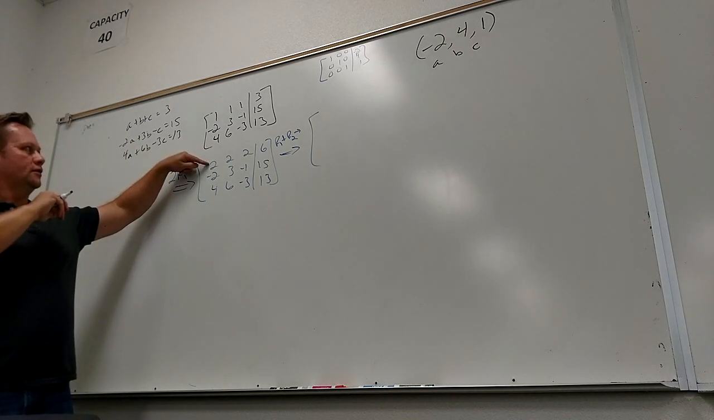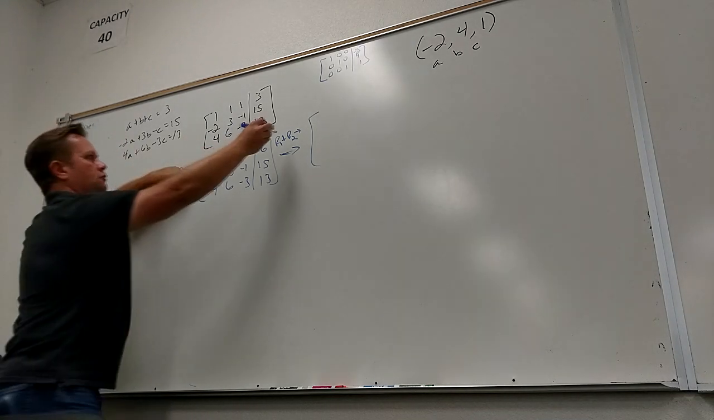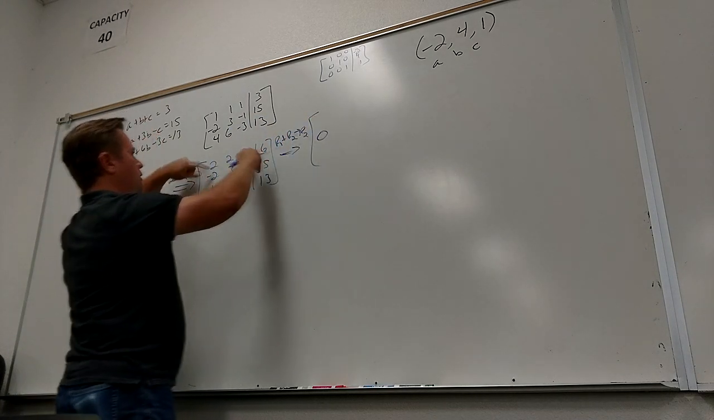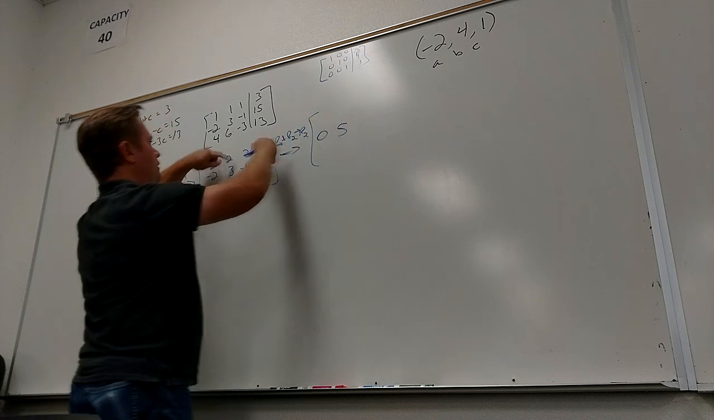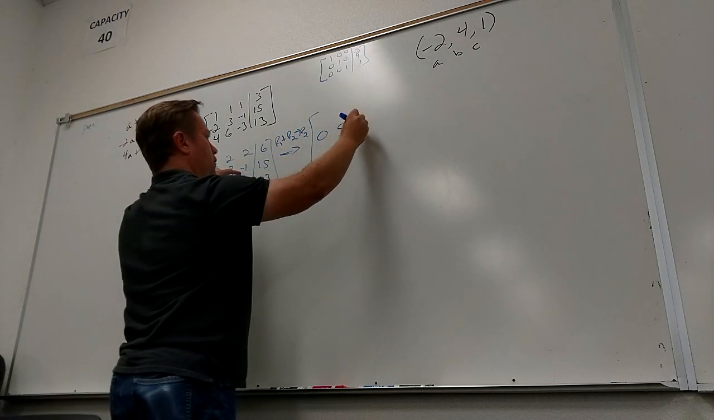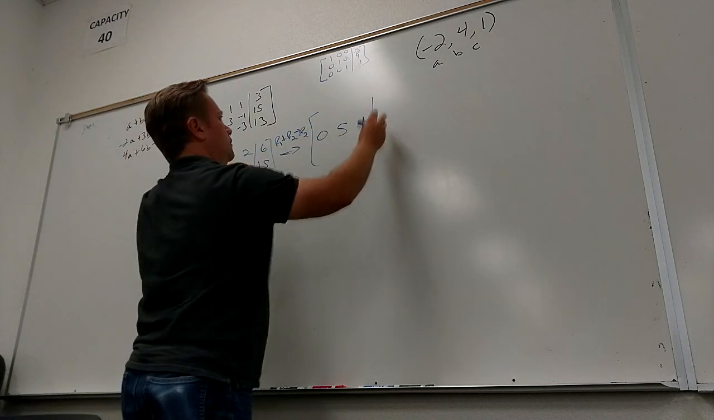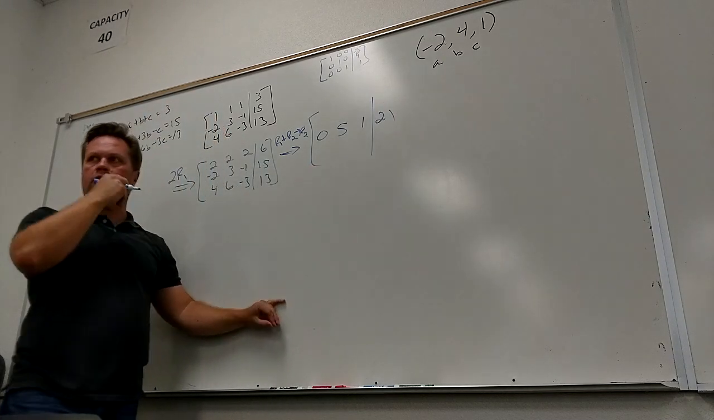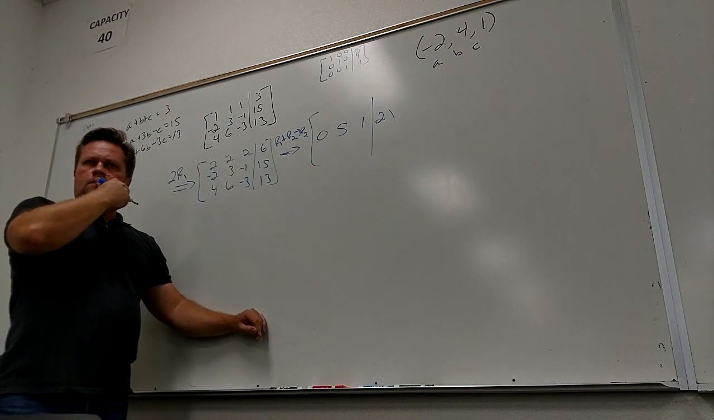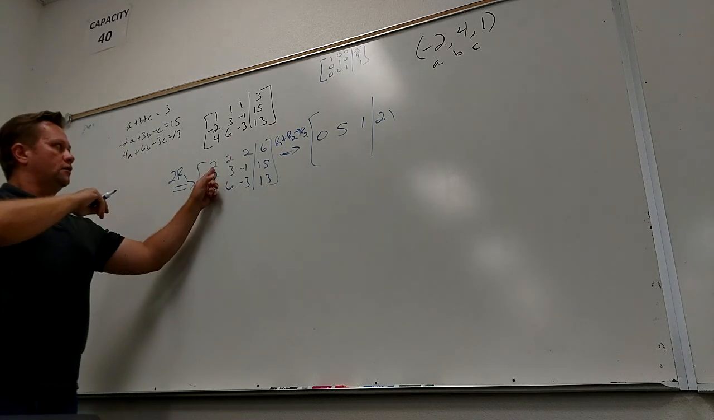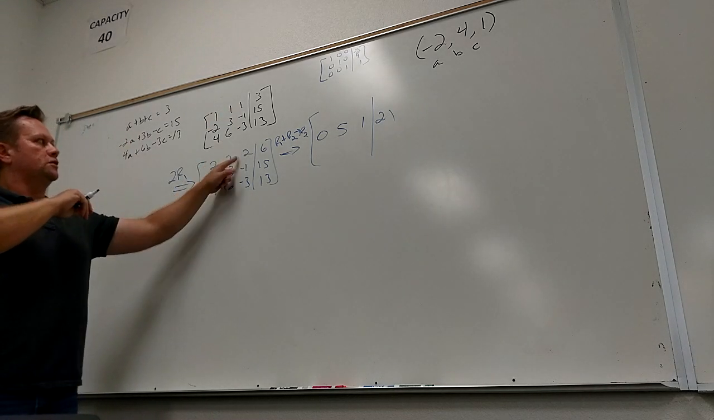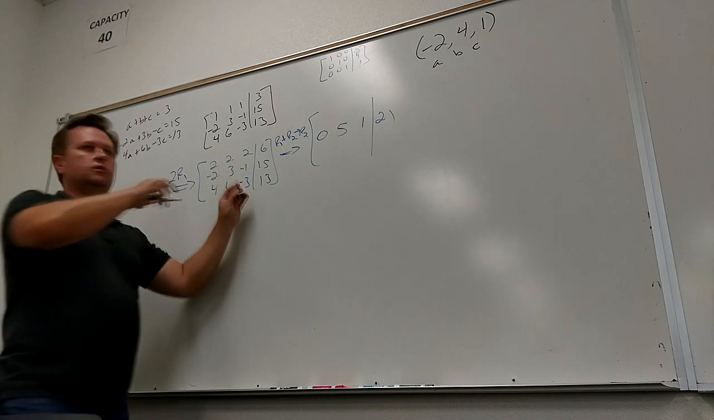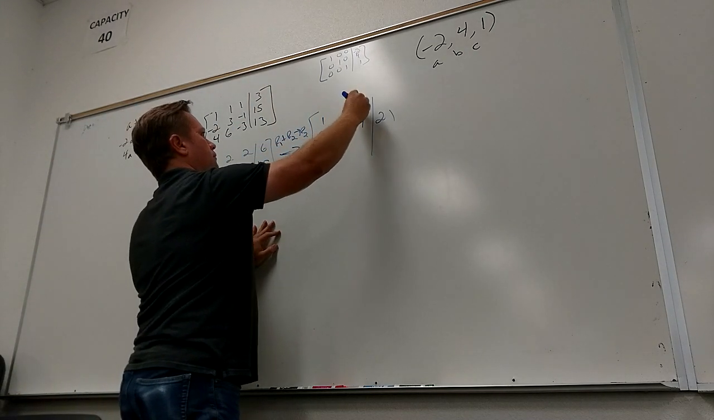So, add these together, put the answer in row 2. So 2 minus 2, 0. 2 plus 3, 5. 2 minus 1, 1. 6 plus 15, 21. I like it. All right. And like I said, the only reason this guy was doubled was to do what we just did, so he doesn't need to be doubled anymore. So let me take him back to what he was.